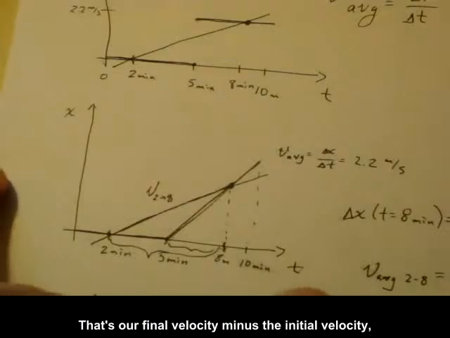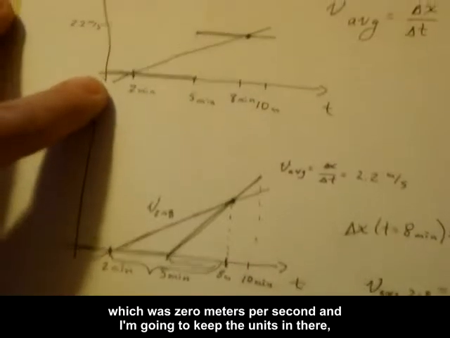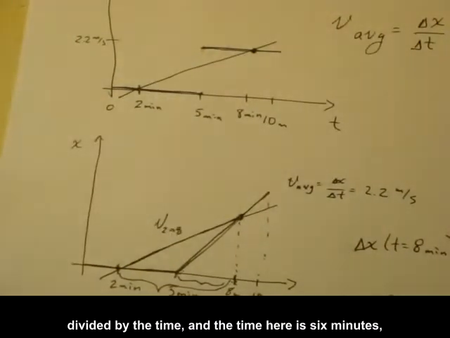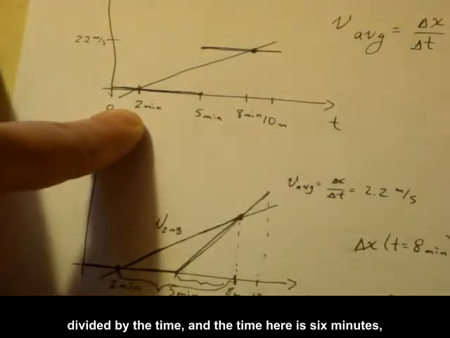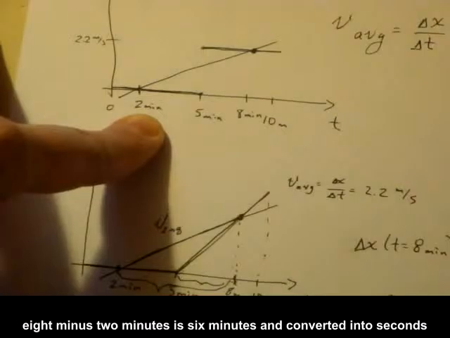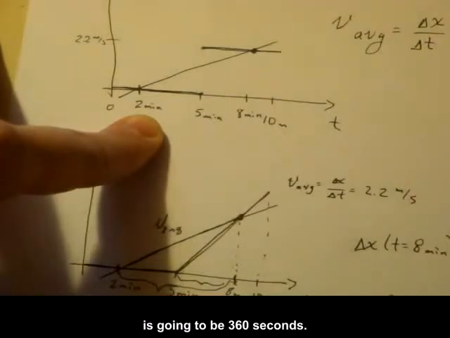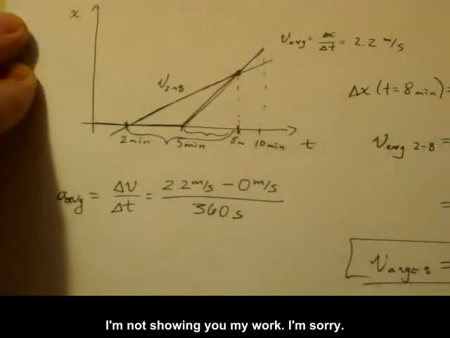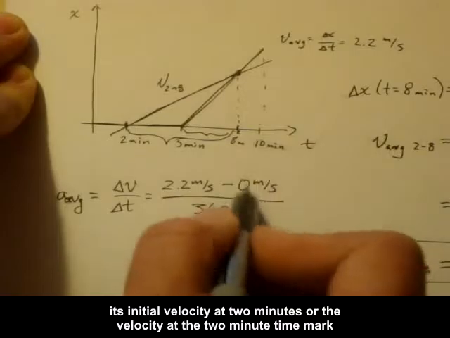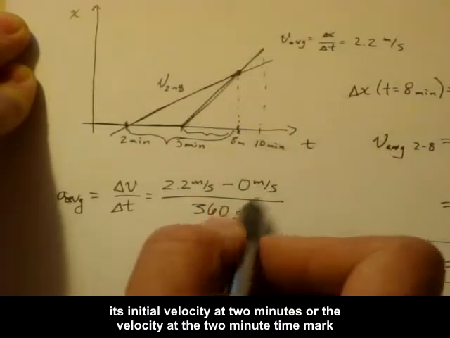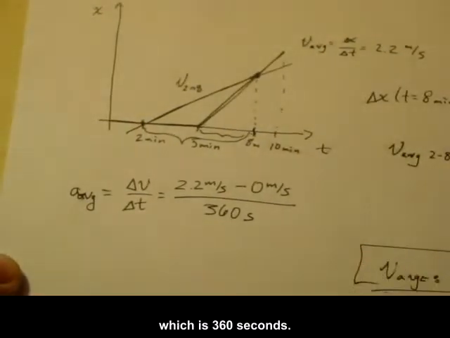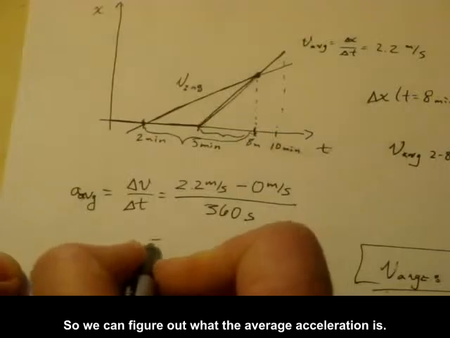That's our final velocity minus the initial velocity, which was 0 meters per second, and I'm going to keep the units in there, divided by the time. And the time here is 6 minutes, right? 8 minus 2 minutes is 6 minutes, and converted into seconds is going to be 360 seconds. I'm sorry, 2.2 meters per second minus 0 meters per second, its initial velocity at the 2 minute time mark, and then the change in time between the two intervals that we're interested in, which is 360 seconds. Right, so we can figure out what the average acceleration is.